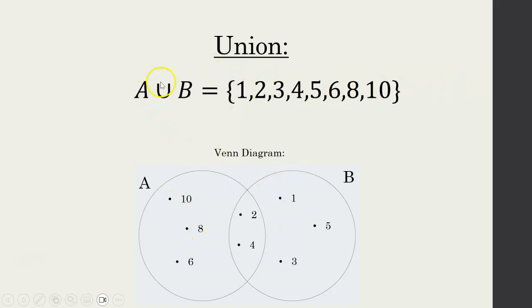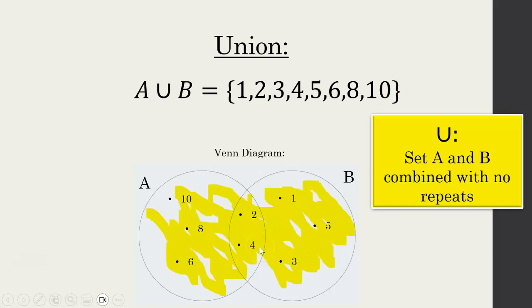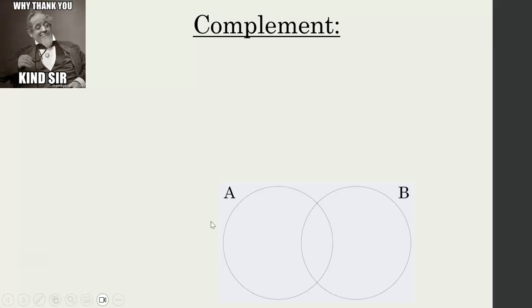So A, this U for union, B just means add everything up that's on the Venn diagram. So sets A and B combined, and there are no repeats. You don't write 2 and 4 down twice. So yes, it would be everything in the two circles.